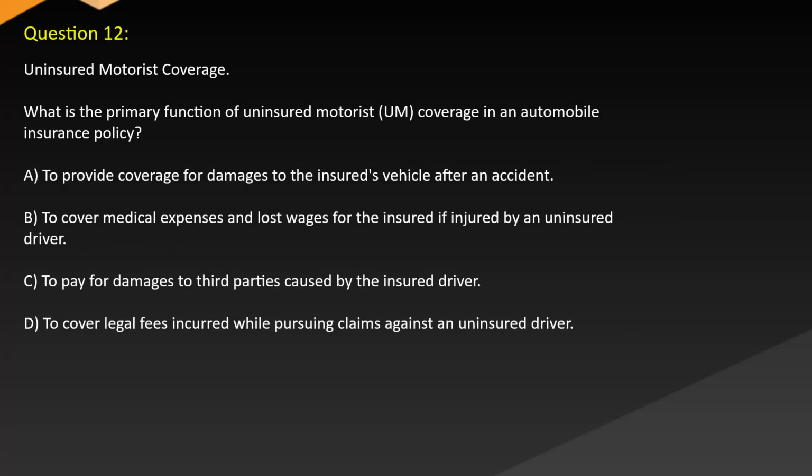Question 12. Uninsured motorist coverage. What is the primary function of uninsured motorist coverage in an automobile insurance policy? A. To provide coverage for damages to the insured's vehicle after an accident. B. To cover medical expenses and lost wages for the insured if injured by an uninsured driver. C. To pay for damages to third parties caused by the insured driver. D. To cover legal fees incurred while pursuing claims against an uninsured driver.